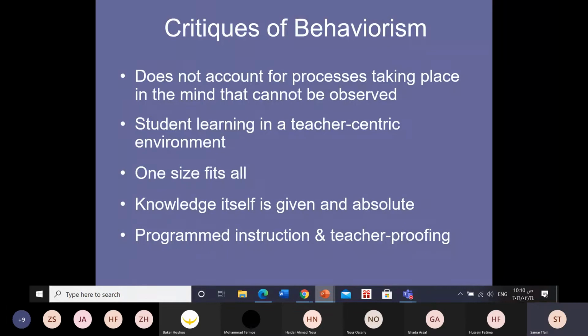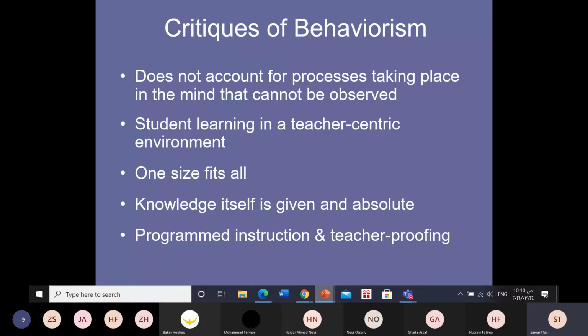And behaviorism is usually teacher centered. All the focus is on the teacher, who is giving the information to students, and since it's teacher centered, I have one method given by the teacher for all the students that might not learn the same way. I might have multiple intelligences in the class, I might have students with different backgrounds, but I give to them the same way because behaviorism is teacher centered. Knowledge itself, the focus is on the knowledge, is given and absolute. This knowledge is given in one way, you understand it as I am giving it to you.